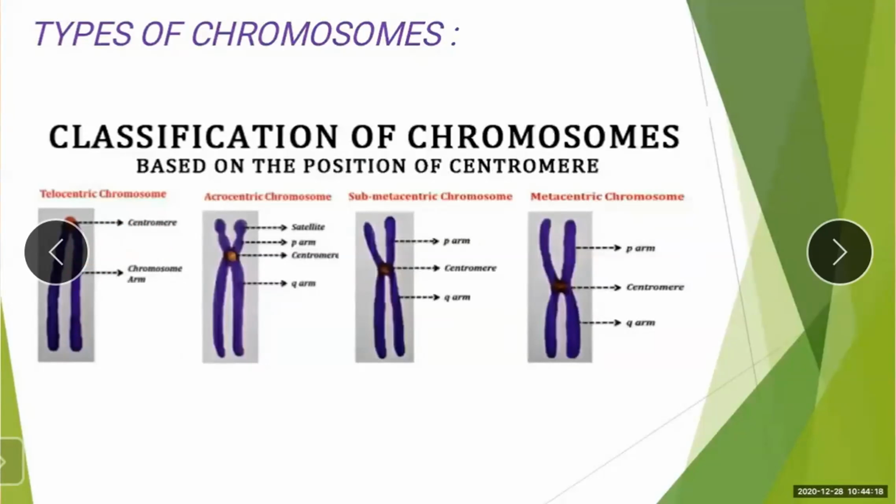Understand up till here? So this chromosome consists of only one arm. This is all about the classification of chromosomes, which is based on what? The position of the centromere. Yes, this is all due to the position of the centromere. Now, moving further.